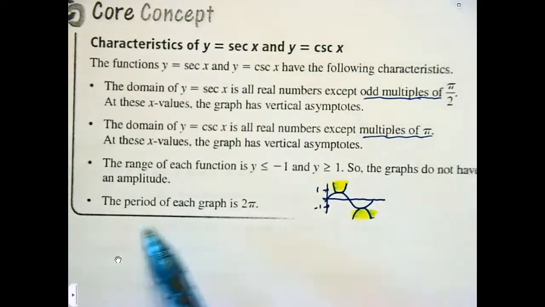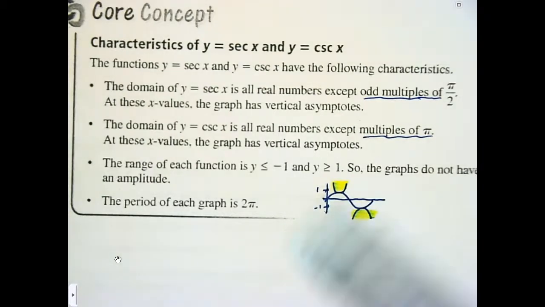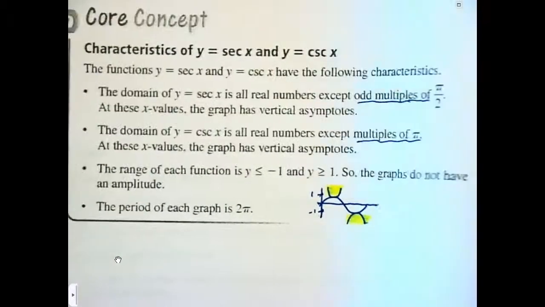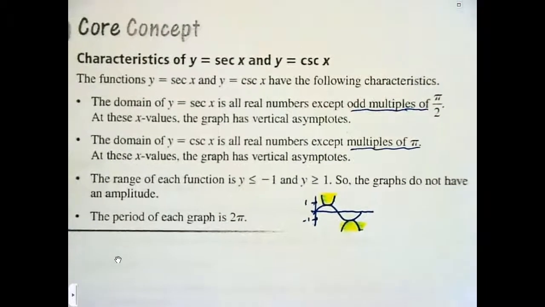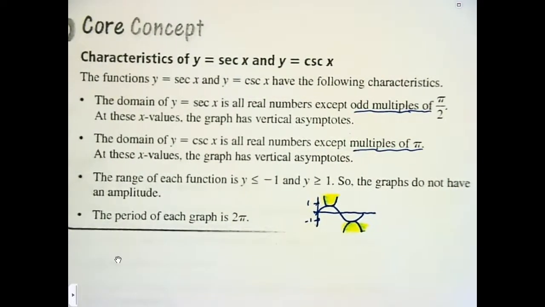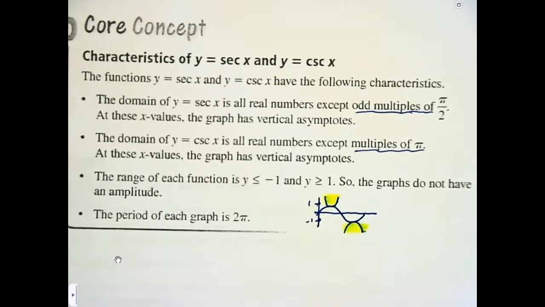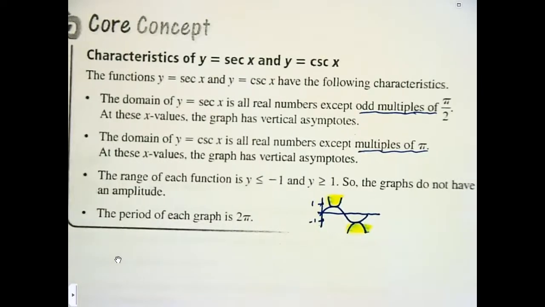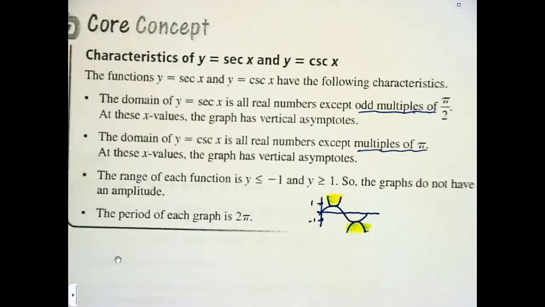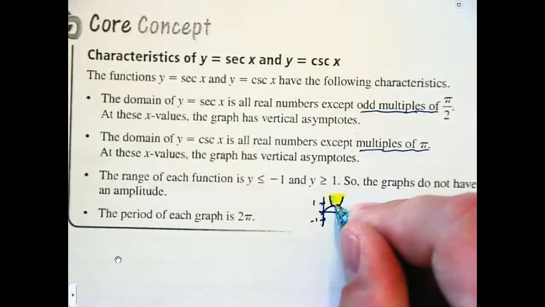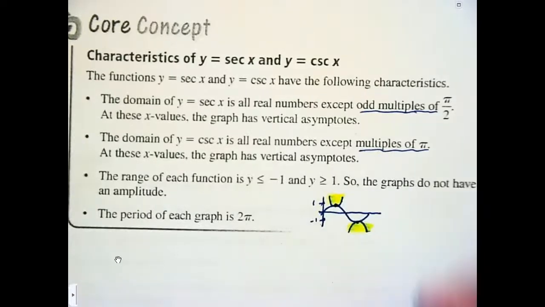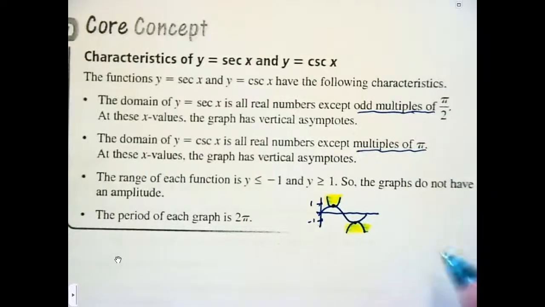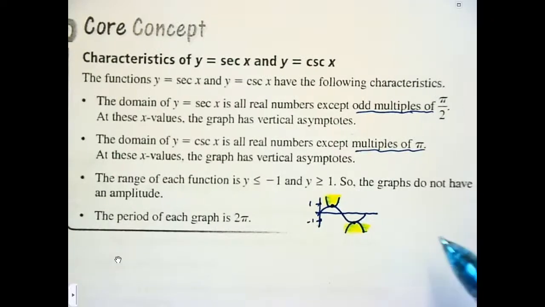The period of each graph is 2 pi. It's the same as sine and cosine. Remember that secant and cosecant and cotangent always share a common point. They share that one common point with their reciprocal functions. What is that one common point they always share? Your a term. They always share a, whether it be here or here, or when you're dealing with cotangent, tangent, you share that a term, always. So you'll always see that on your graph there.